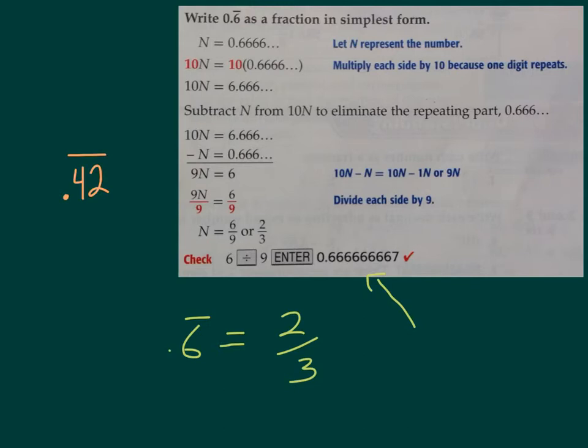So this process will work for any repeating decimal. The only change would be if you have something like this where it is 0.42 repeating. Now instead of multiplying by 10, you'd have to multiply by 100 because we want to get the decimal to move 2 places so that the part that's repeating is a whole number. So if I had a 3-digit repeating number, I'd have to times it by 1,000 on each side so that the decimal would move 3 places to the right.